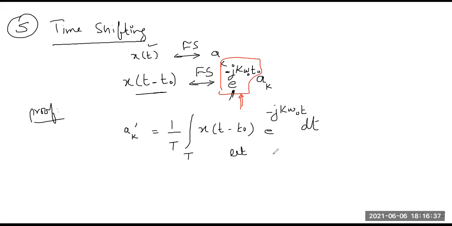So let's replace t minus t naught equal to tau. t naught is a constant number, so dt will be d tau. And again, these limits are with respect to t. The lower limit is 0 and the upper limit is capital T. So let's see what the limits are with respect to tau based on this equation.